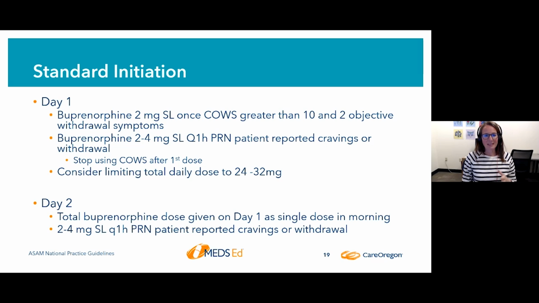The COW score, I think, was fine in the setting of heroin. It has been less reliable for us, especially in the setting of fentanyl. So I don't always love using a COW score. I think using 2 objective withdrawal symptoms in counseling the patient to use that instead of necessarily a COW score. And also just saying, when you feel like your withdrawal is really bad, patients generally know when they're in enough withdrawal where buprenorphine won't make them feel worse, that it'll make them feel better. And so really relying on the patient experience will be good in the standard initiation.